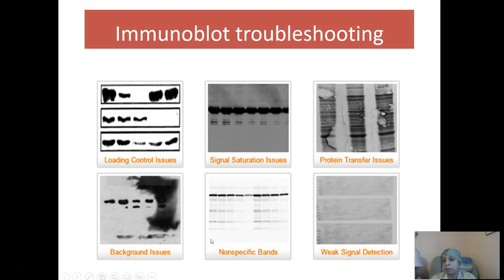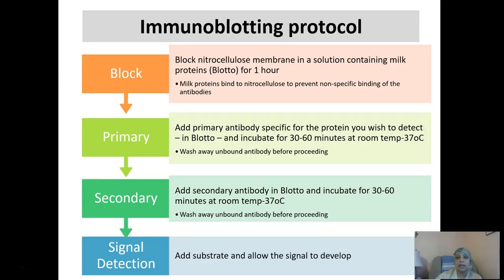Non-specific bands, again, would be a lot of times because of blocking, but also could be because you used the wrong secondary or the wrong primary antibody. So you have a lot of background issues because of that. And then finally, you could have weak signal detection. Again, many times it would be because of not having the right specific primary antibody or using the incorrect secondary antibody. If you don't look at the host correctly and use the wrong secondary, of course you're going to have an issue.